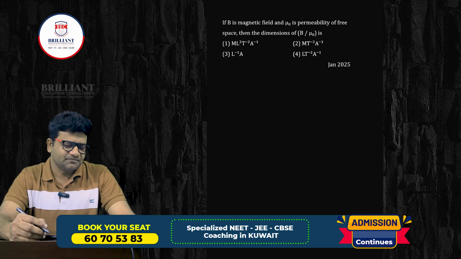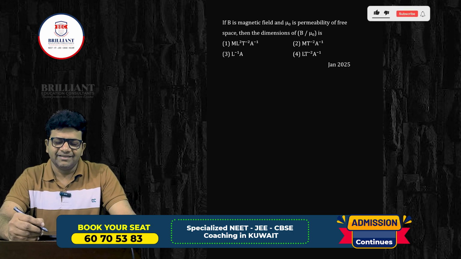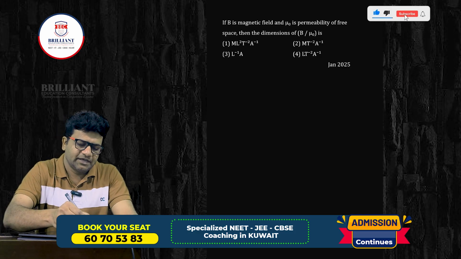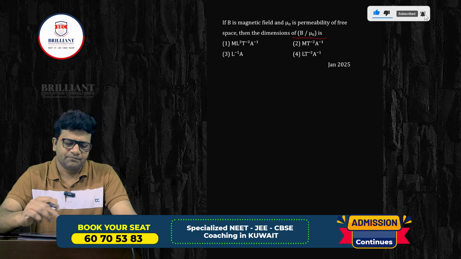The first question is: if B is magnetic field and mu 0 is permeability of free space, then the dimension of B by mu 0 is. In this question, we have to find out the dimension of B by mu 0.